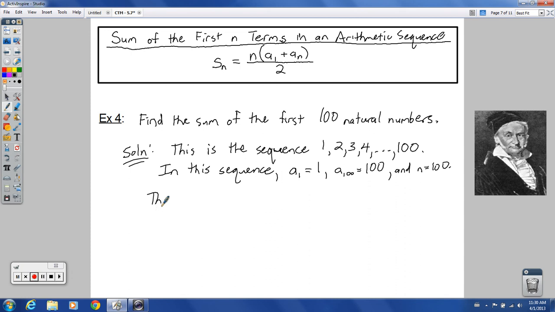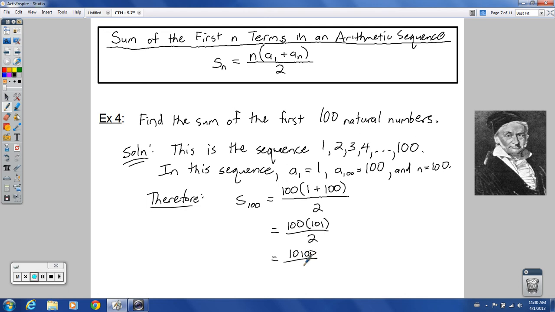And so we could say, therefore, sum of the first 100 terms, s sub 100, is going to equal, let's plug it in, your n is 100, your a sub 1, first term is 1, your last term, a sub n, is 100, and then that all over 2 is going to give you your answer. This would be 100 times 101 over 2. This would be 10,100 over 2, which would equal 5,050.